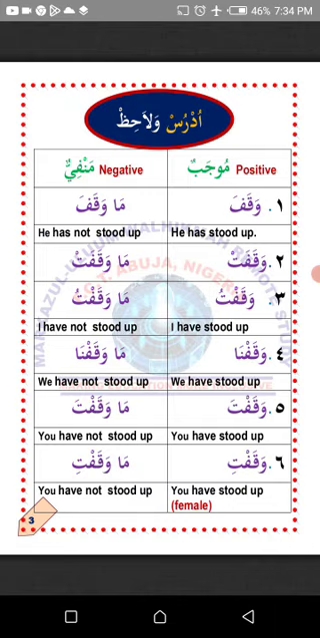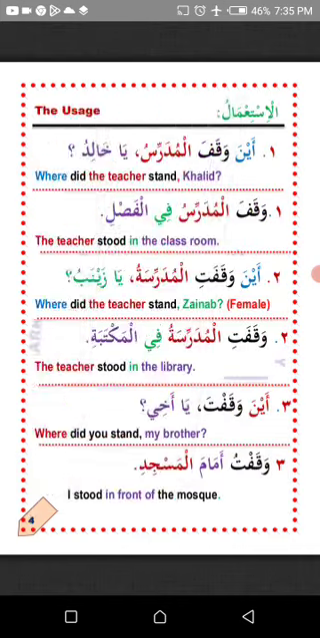Number five. Waqafta, you have stood up, talking to a single male person. Ma waqafta, you have not stood up. Number six. Waqafti, you have stood up, talking to a single female person. Ma waqafti, you have not stood up. La'alaka fahimt? I hope you understand. MashaAllah. Al-istimal, now the usage.